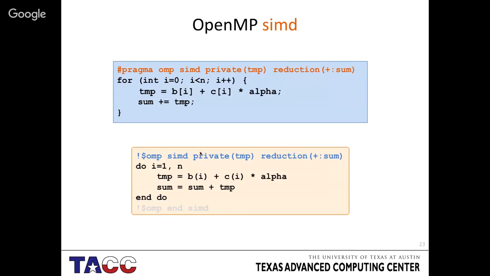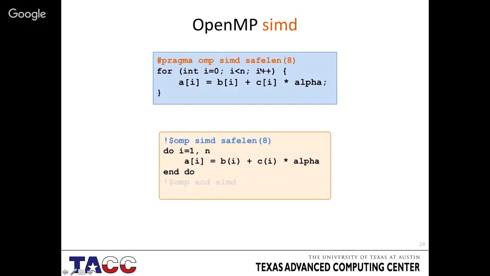Here's a case where you had a reduction in a loop and you want it to vectorize that, and it will do that. And you can specify that you have a reduction, just like in work sharing, and that you have a temporary variable. And so you're specifying that at a very close hardware level.